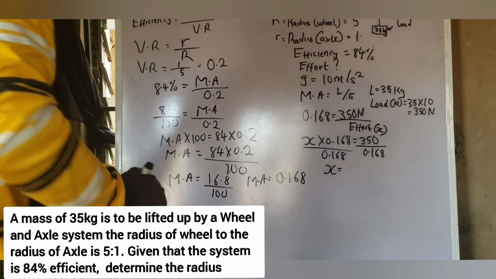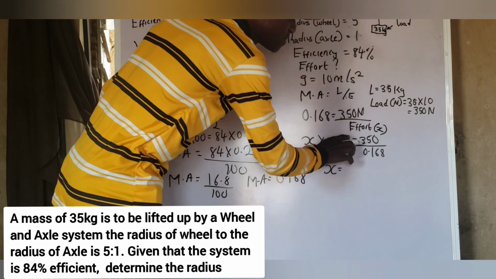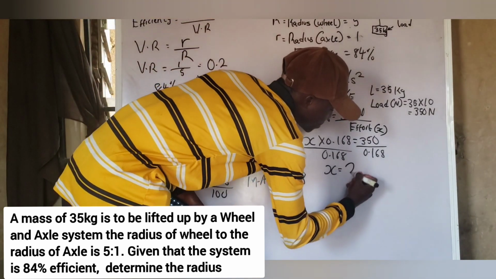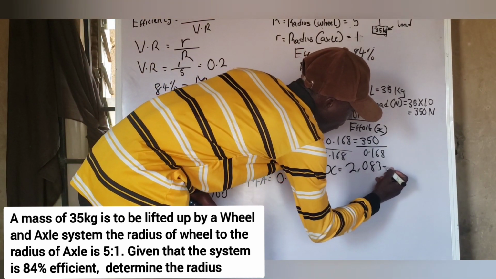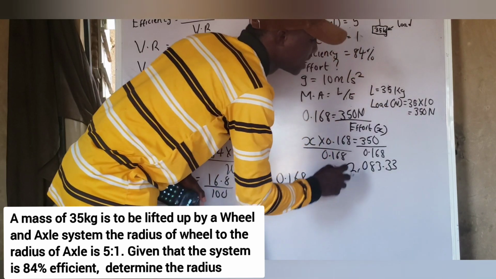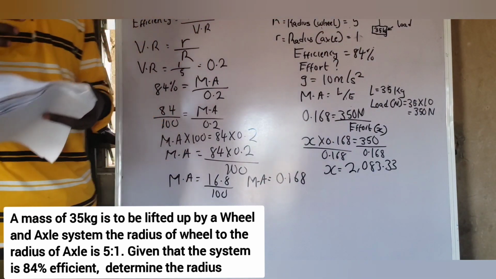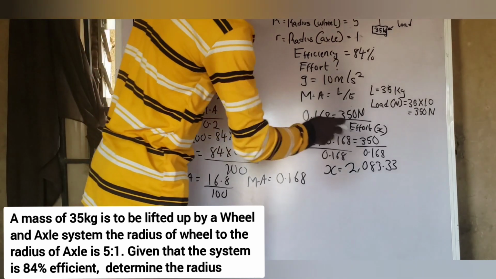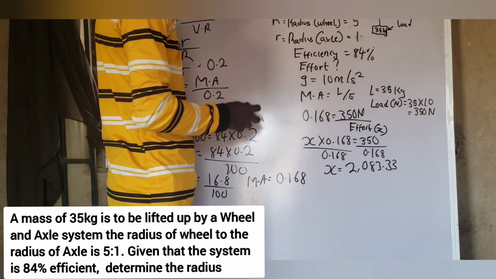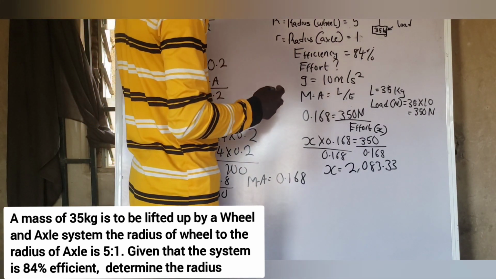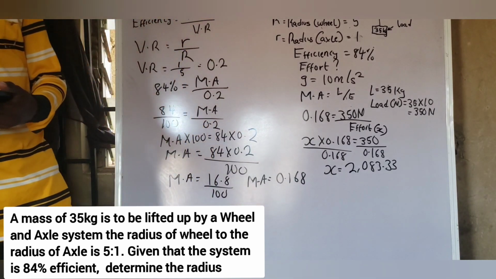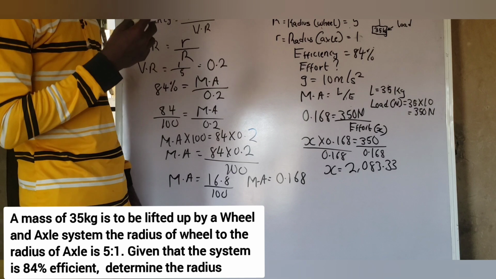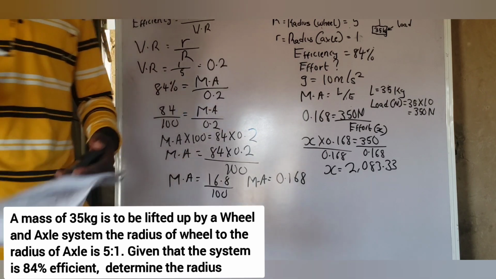Okay, x equals 350 divided by 0.168. That will give us 2083.33, you understand? Because the decimal is a recurring decimal, so let us leave it at 2 decimal places. So the value of the effort that is required to lift the load is 2000.